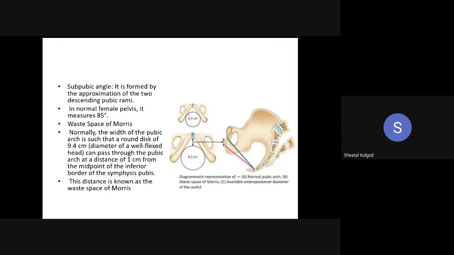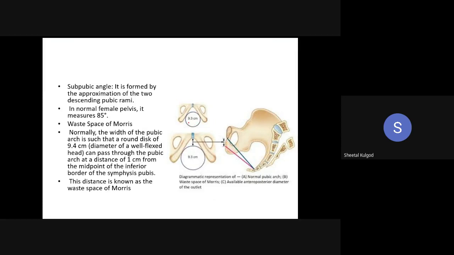Now, another part you have to learn in the outlet is that the two inferior pubic rami will form a subpubic angle. Normally in the gynecoid female pelvis, it measures about 85 degrees. The space about 2 to 3 centimeters below the subpubic angle is called the waist space of Morris. Normally the width of the pubic arch is such that a round disc of 9.4 centimeters, almost equal to the diameter of a well-flexed head, can pass through this pubic arch at a distance of 1 centimeter from the midpoint of the inferior border of the pubic symphysis.